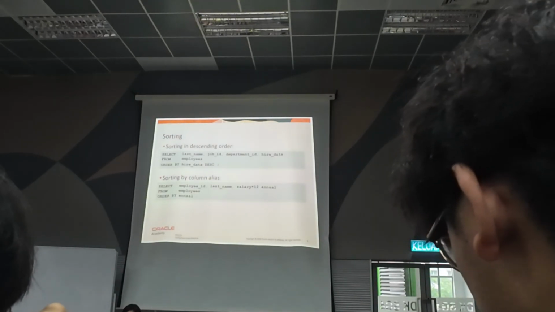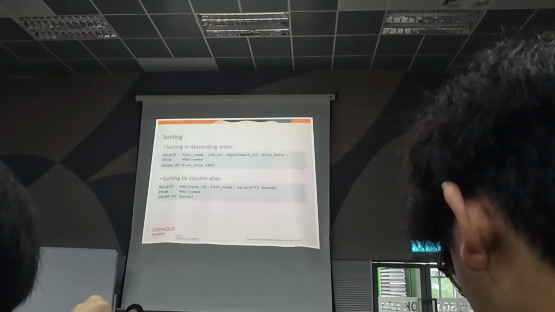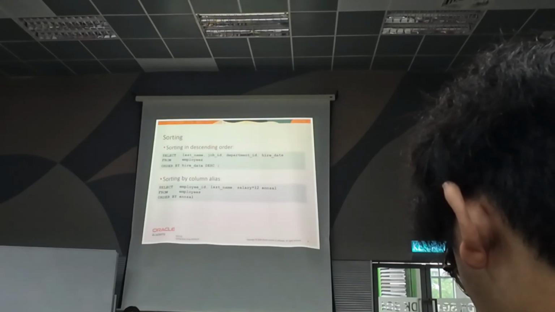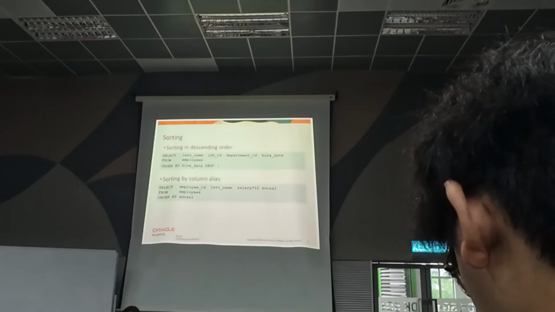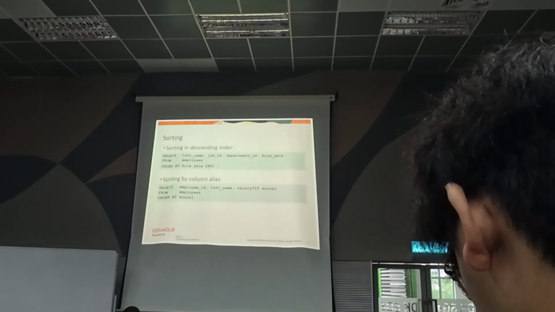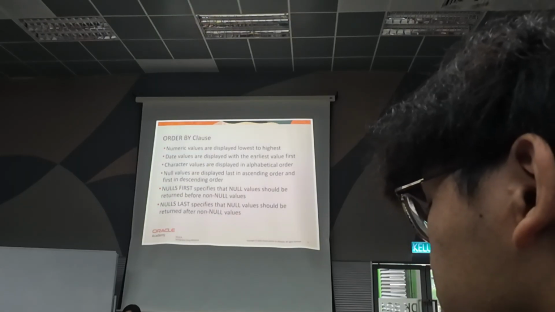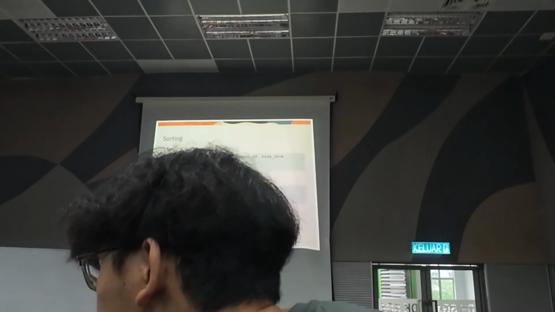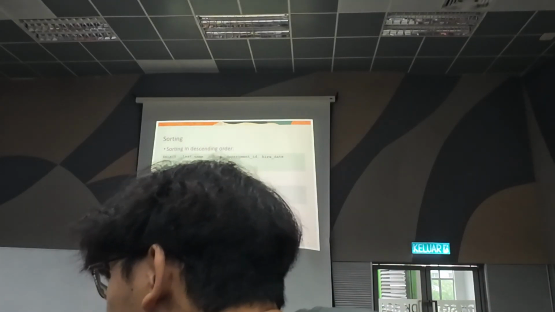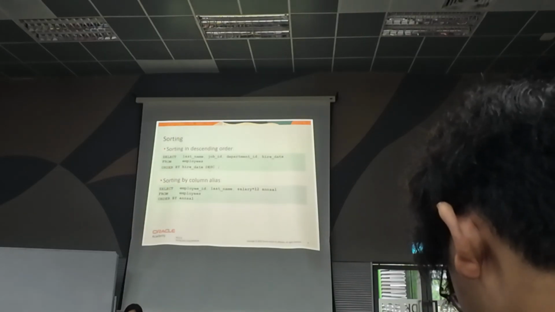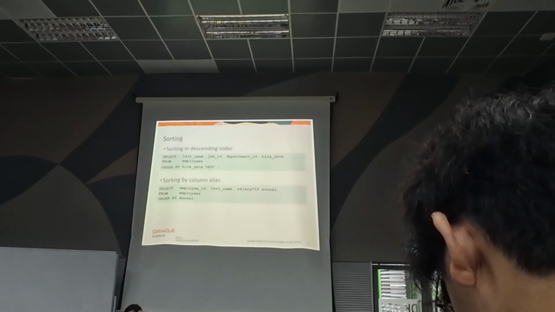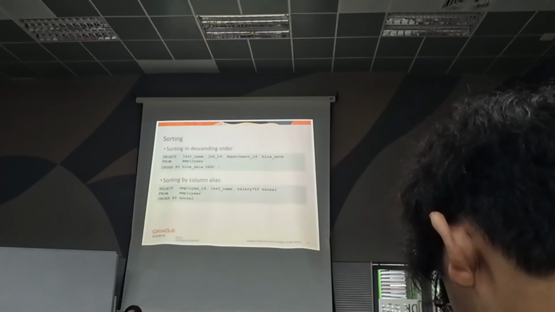Okay, now sorting in descending order. Can you see? Order by hire date DESC. So which date comes first? Ascending is the earliest value comes first. So DESC means the latest date comes first. If you have one staff hired yesterday, that will show first. Okay? In descending order. Okay.